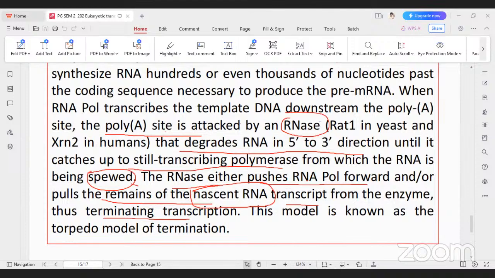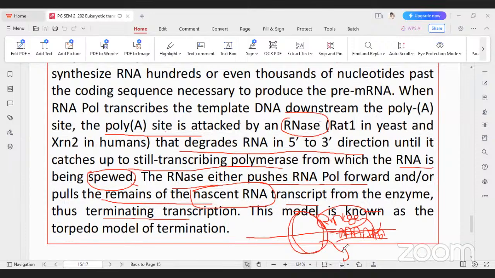Simply, in the torpedo model, what happens? For example, on the DNA strand the polyadenine tail is present. If the polyadenine tail is present, automatically the mRNA strand becomes weak. Now the RNA is attacked at the poly A. When the RNA is attacked, the RNA polymerase separates from the strand. With the help of RNase, at the site of polyadenine, RNA polymerase separates.